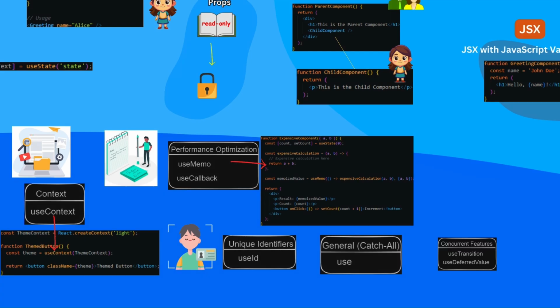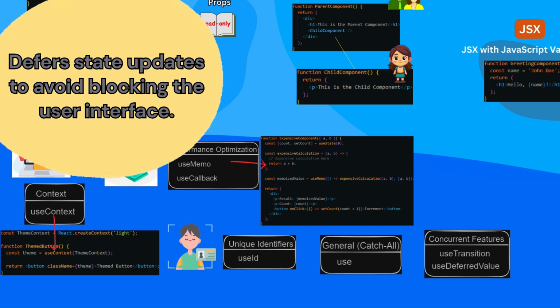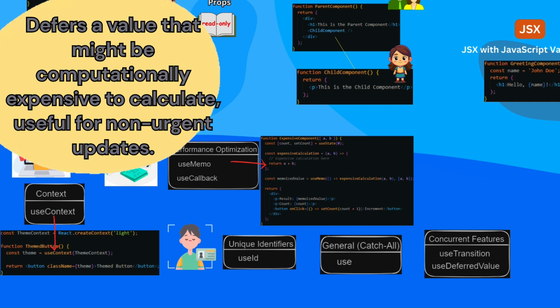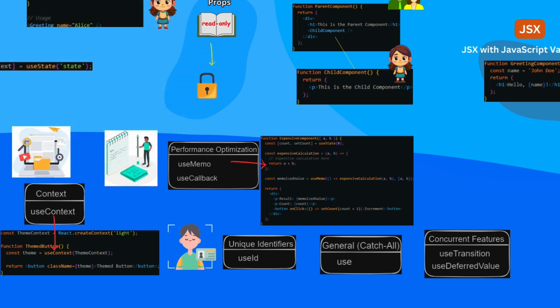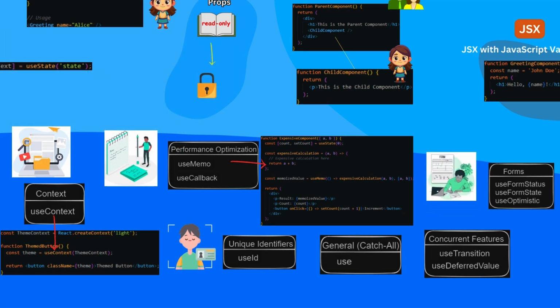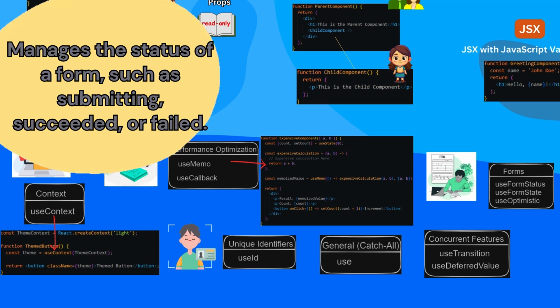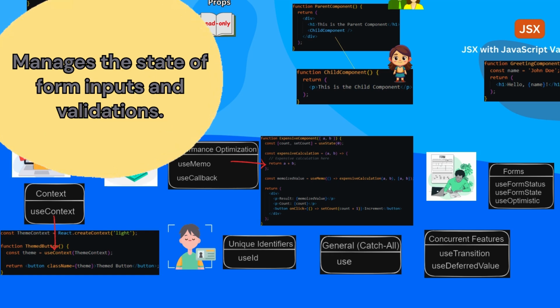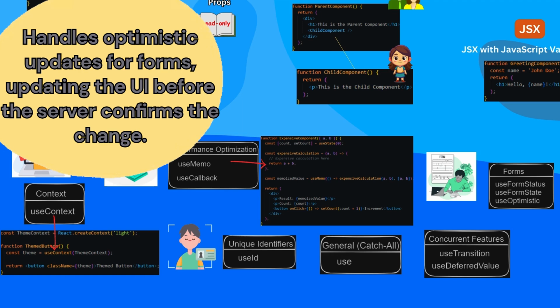Seventh, concurrent features. useTransition defers state updates to avoid blocking the user interface. useDeferredValue defers a value that might be computationally expensive to calculate, useful for non-urgent updates. Eighth, forms. useFormStatus manages the status of a form, such as submitting, succeeded, or failed. useFormState manages the state of form inputs and validations. useOptimistic handles optimistic updates for forms, updating the UI before the server confirms the change.